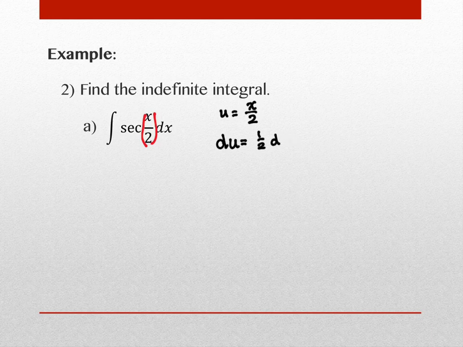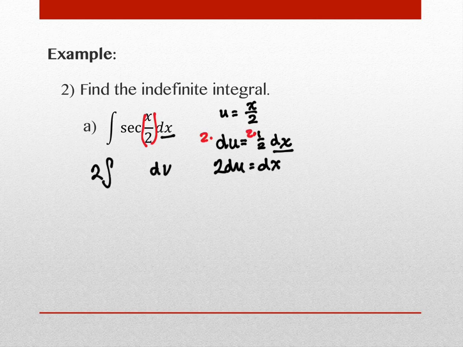That's supposed to be dx. 1/2 dx. Now I need to replace dx, so I'm going to move the 1/2, and I move it by multiplying by 2. Okay, so I've got a 2 du now that will be replacing the dx. So the 2 will be coming at the beginning, the du will go at the end, and this will say secant of u.